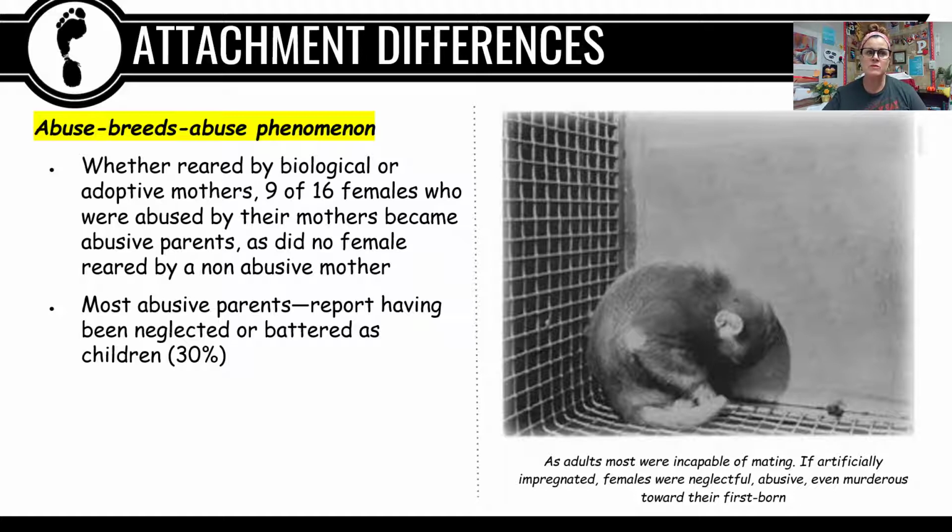And there's something called the abuse breeds abuse phenomenon. And what we know is that 9 of 16 females who were in an abusive home and were abused by their mothers would become abusive parents. And this is a frightening, uncomfortable, scary statistic. And that most abusive parents report being neglected or even battered as children. So it's a cycle, and it's important to be aware and to understand so that this phenomenon can be stopped.